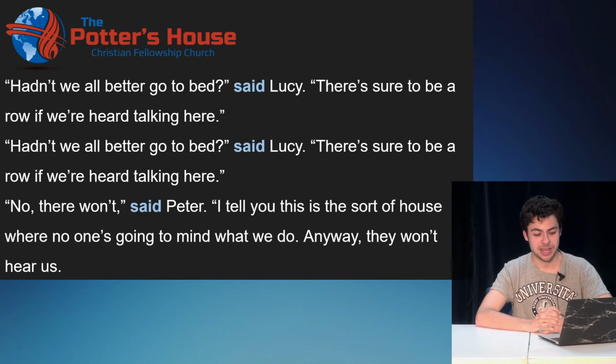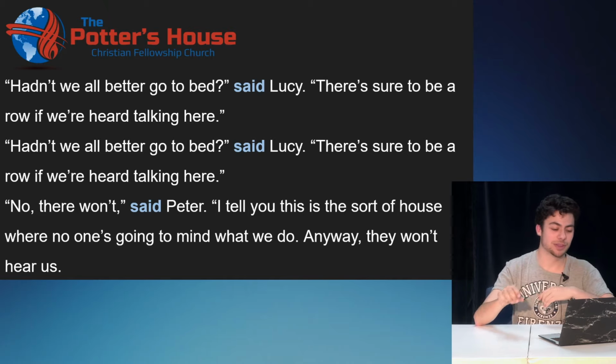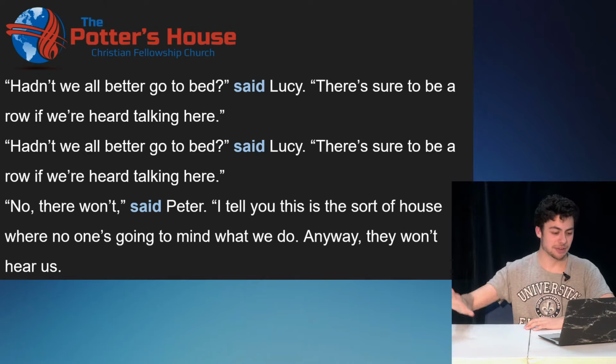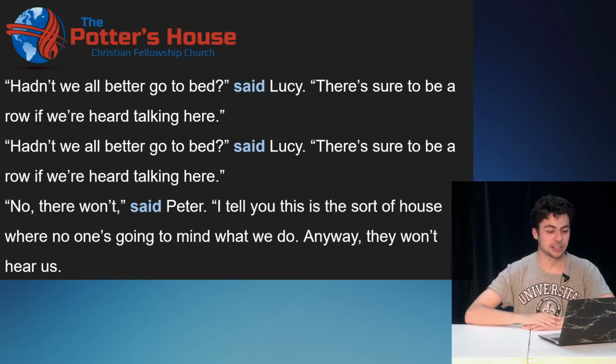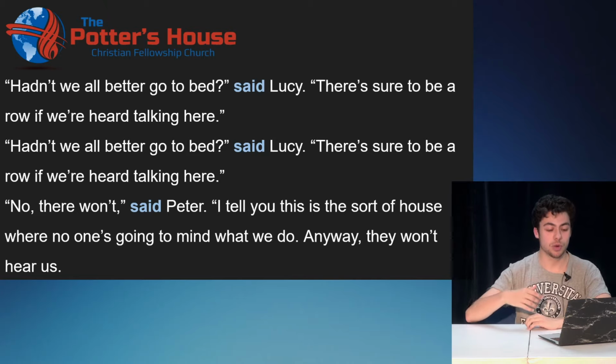"Hadn't we all better go to bed?" said Lucy. "There's sure to be a row if we're heard talking here." And that right there, "a row" is an English expression. I don't know if it's particular to Yorkshire dialect, but definitely in England you'll hear people say "a row." And in America, a row is just a row, like a row of chairs or something like that. Over across the pond in the United Kingdom, you'll hear people say "a row."